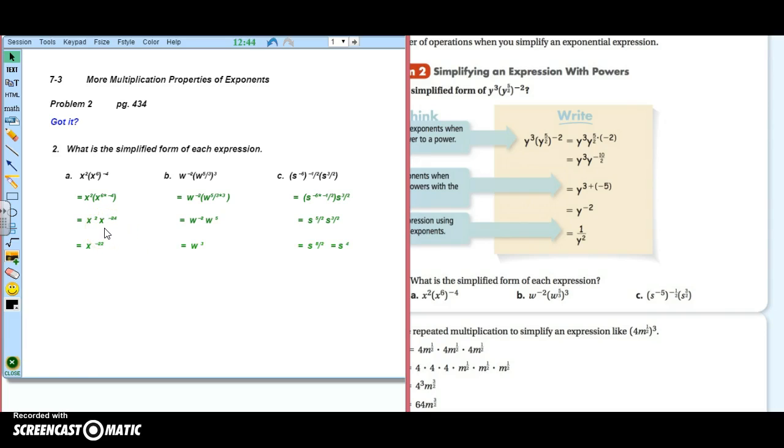Now we're back to the situation where we have two of the same base, because we still haven't dealt with that x squared out there. So we're going to add the powers, the 2 and the negative 24, which gives us x to the negative 22nd.